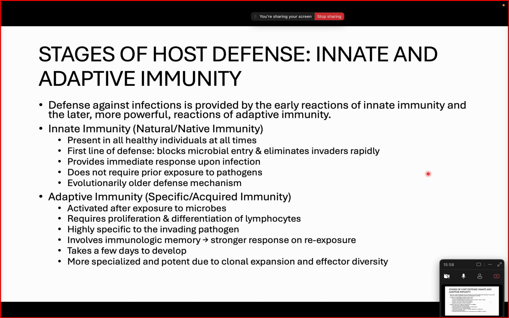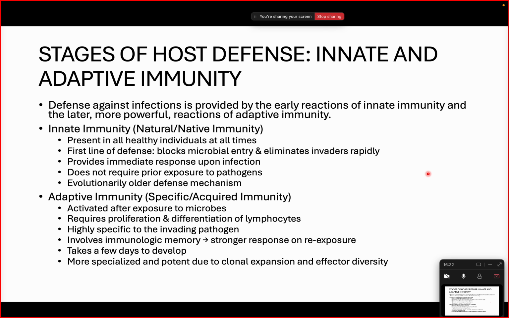Then we talked about stages of host defense, that is, innate and adaptive immunity. So here we started with the definition of immune system. We see what are the roles of immune system. Then we saw what are the benefits of using the immune system information and trying to control diseases. And then now we are entering into immune system. Okay. So stages of host defense, innate and adaptive immunity.